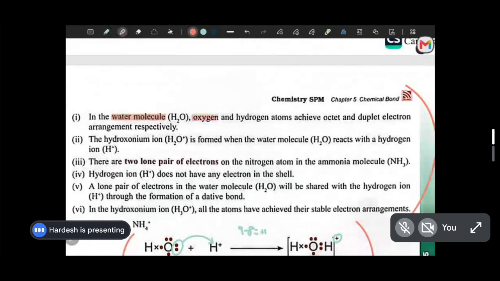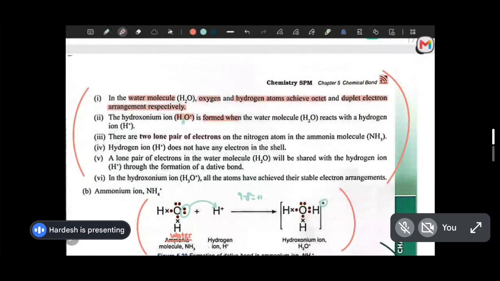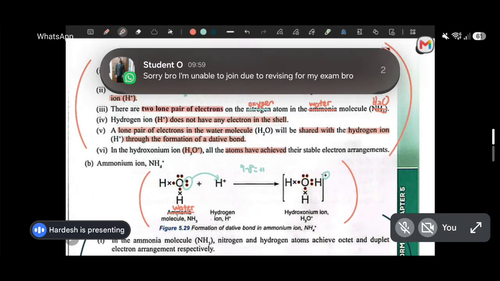So now we look at the explanation. In the water molecule, oxygen and hydrogen atoms achieve octet and duplet electron arrangement respectively. Hydroxonium ion, this is H3O+, yeah, typo in the book again. Hydroxonium ion forms when a water molecule reacts with a hydrogen ion. Keyword ion, not atom. 2 lone pairs of electrons on the oxygen atom. Again, another typo. I have no idea why they want to mix it up so badly. In the water molecule, this one H2O, sorry. Okay, then this one does not have any electron in the shell. Lone pair electrons in the water molecule are shared with the hydrogen ion through formation of a dative bond. Okay, then in hydroxonium, atoms have achieved their stable electron arrangements.